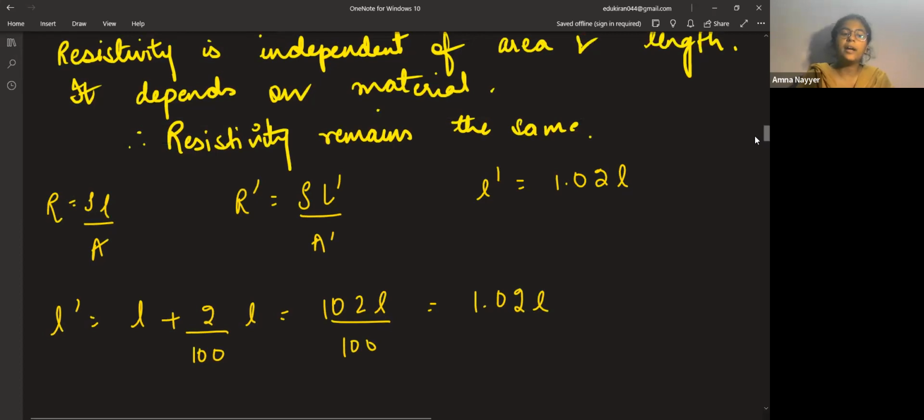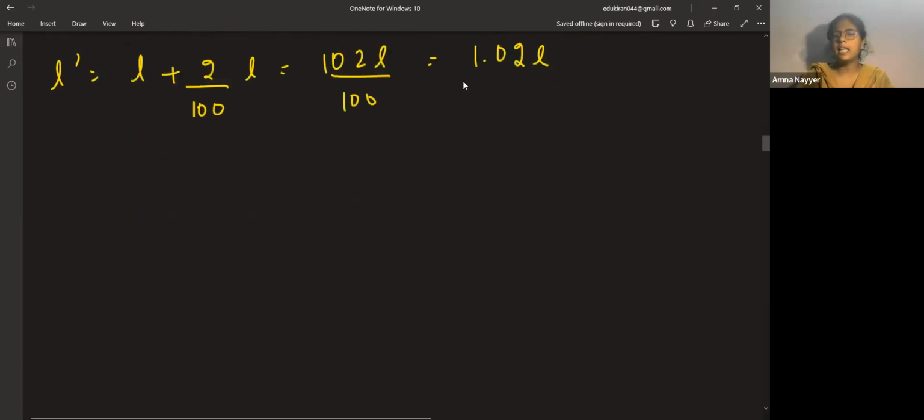Now, how to find out area? Class, can anyone tell me, apart from resistivity, when I am stretching the wire, if area is decreasing and length is increasing, what one more quantity will remain constant? Any idea? Anyone?